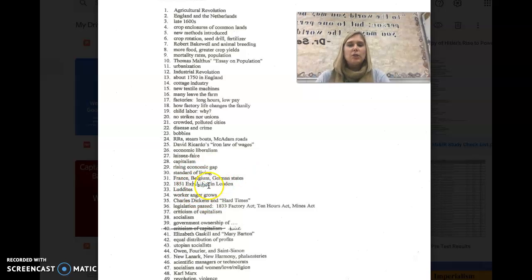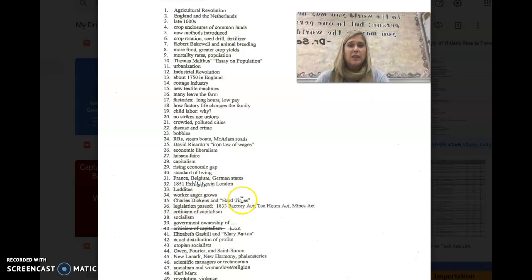When the Great Exhibition took place in London, don't forget Queen Victoria was ruling England at that time. So she was a big supporter of this version of a World's Fair. Y'all can go back and look over the Luddites and why they were so angry, as these farm workers. Those two go together, 33 and 34.